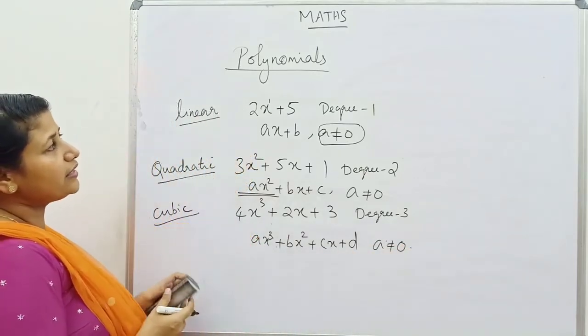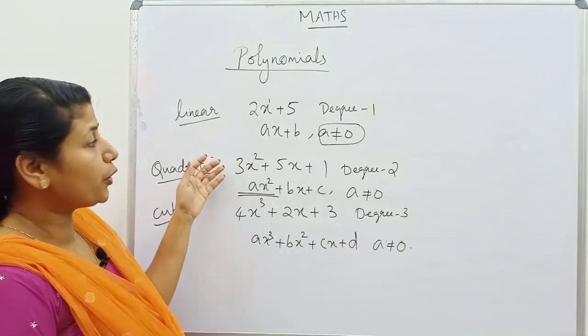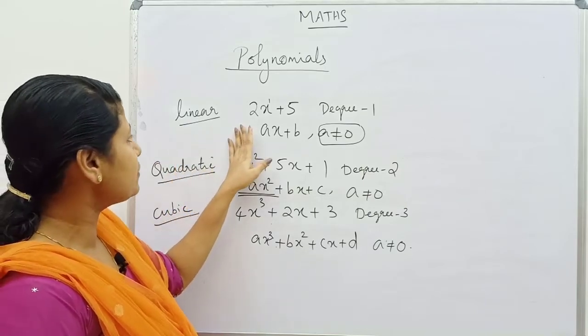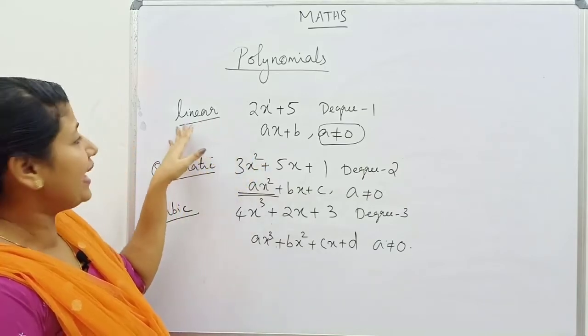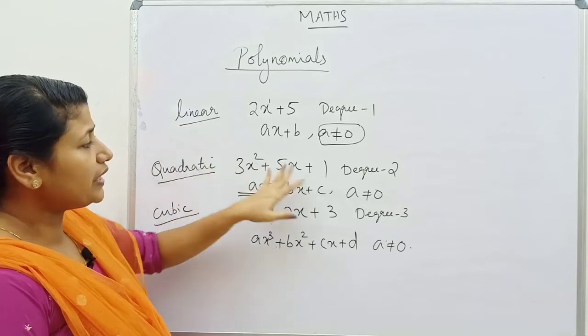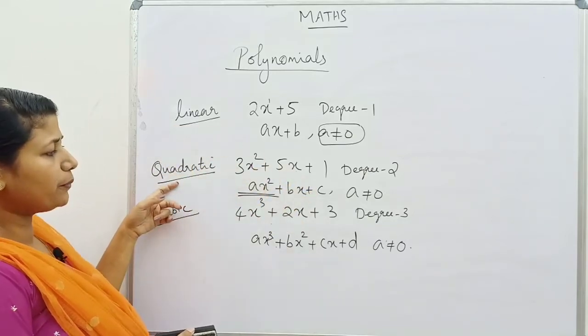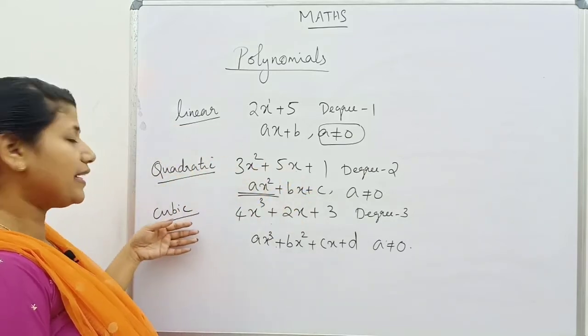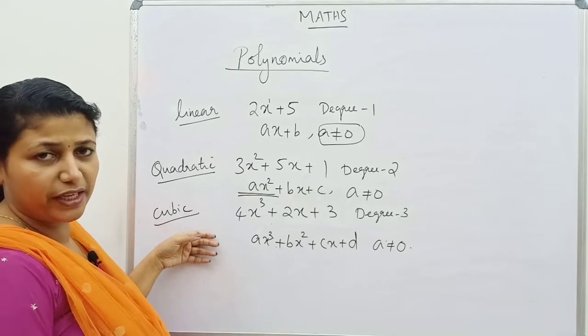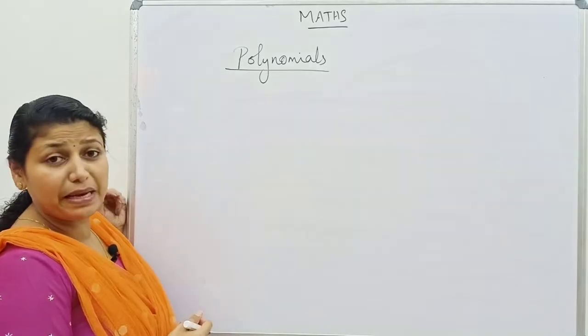So these three are the different classifications of polynomials according to their degrees. If the degree is 1, you can say that it's a linear polynomial. If the degree is 2, it's a quadratic polynomial. And if the degree is 3, you can say that it's a cubic polynomial. Understood?